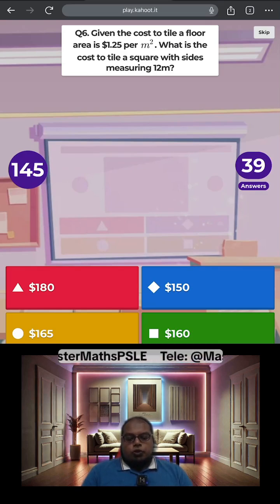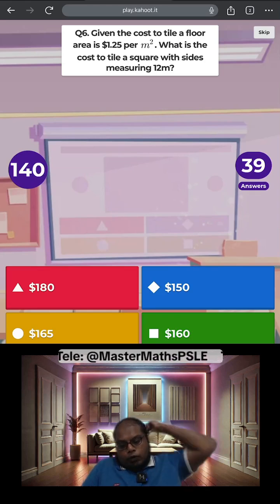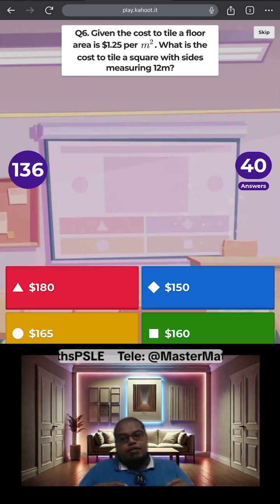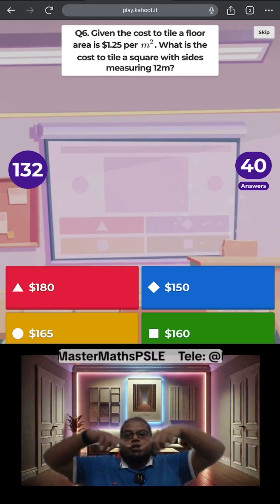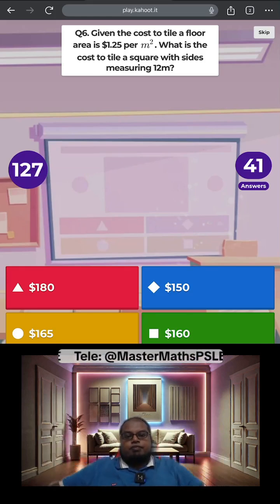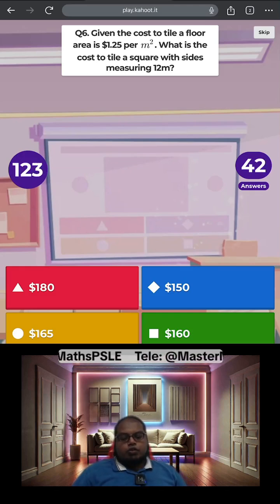So it's not just about finding the area, but also about finding the cost to tile that area. What is the meaning of tile? Tile means you fix the tile. You know what a tile is? That square ceramic thing that you see in rooms, in houses and all that. That's a square tile.